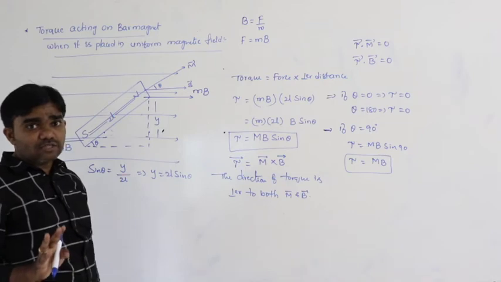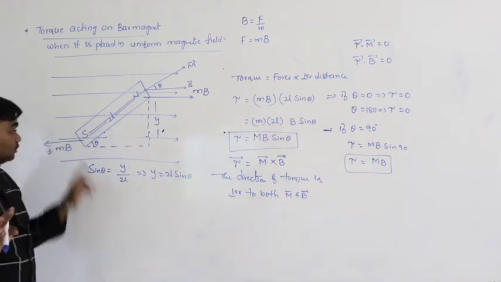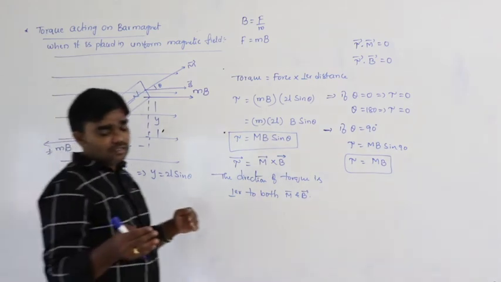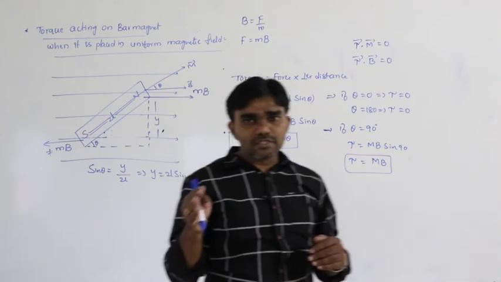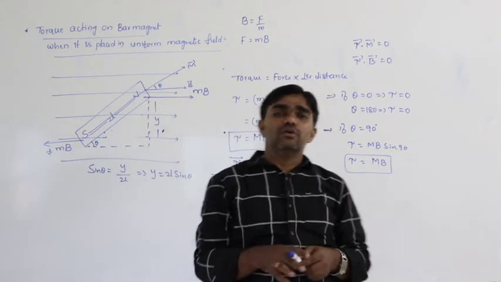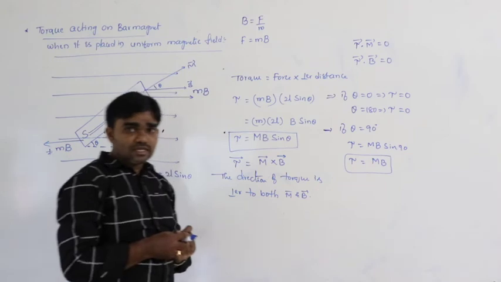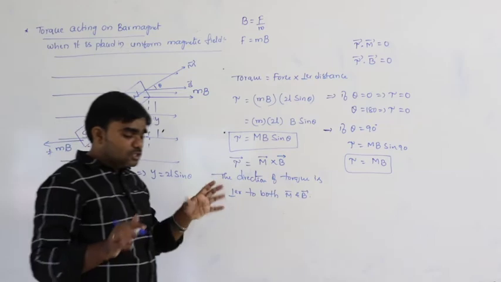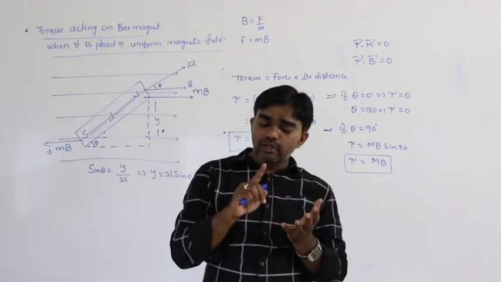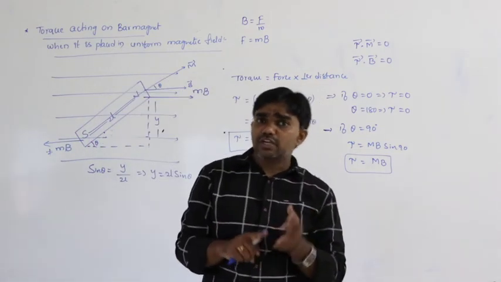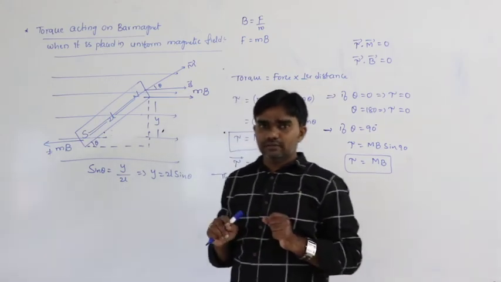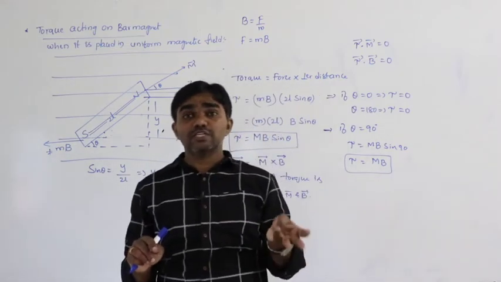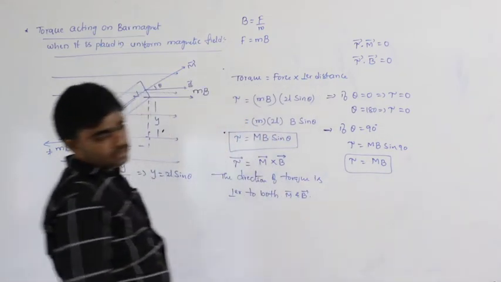The two forces acting on the magnet are not the same. So, that is why a net force exists. A net force means the magnet must have translatory motion as well as rotatory motion. That is the concept. When the magnet is placed in a uniform magnetic field, it experiences only rotatory motion. But when the magnet is placed in a non-uniform magnetic field, then the magnet must experience rotatory motion as well as translatory motion. So that is the concept.